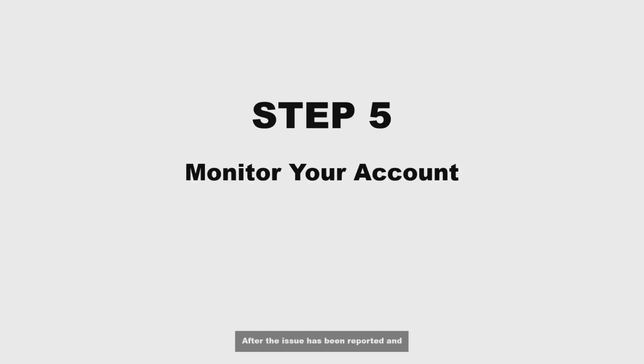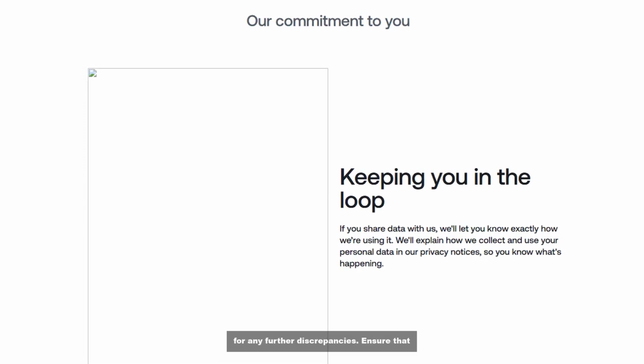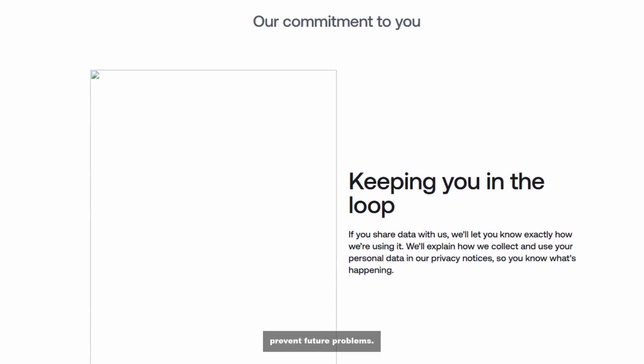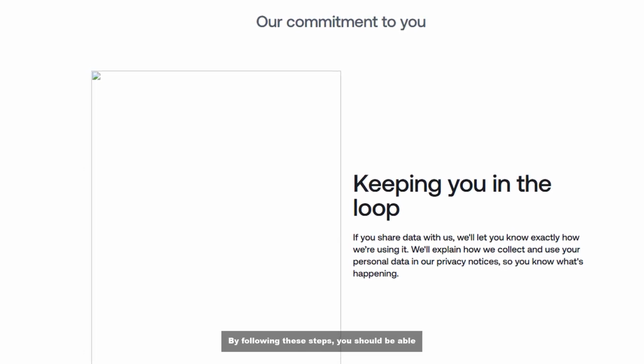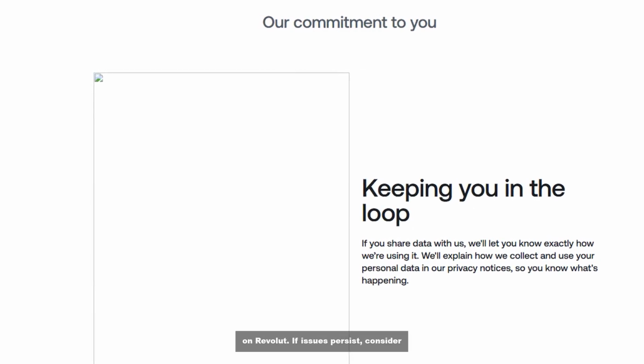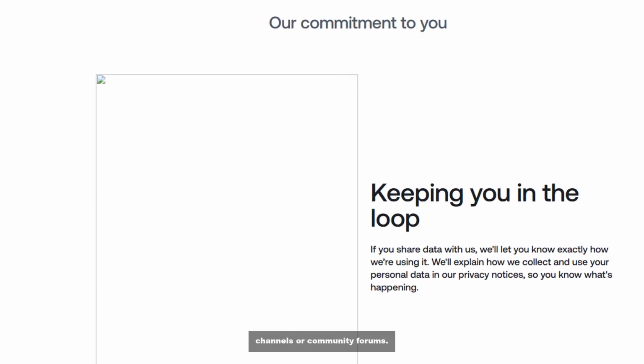Step 5. Monitor your account. After the issue has been reported and addressed, continue to monitor your account for any further discrepancies. Ensure that your billing information is up to date to prevent future problems. By following these steps, you should be able to resolve any billing problems you encounter on Revolut. If issues persist, consider seeking further assistance through official channels or community forums.